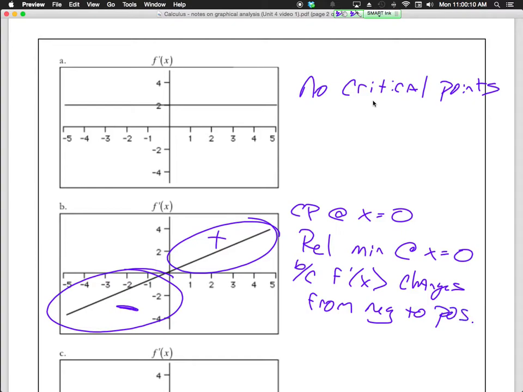You don't put "because f of x just increases or decreases." Remember, I can't use f of x to talk about f of x. So we're looking at f of x and f prime of x and describing f of x. I'm looking at f prime of x to talk about f of x. Okay? So I have a critical point at x equals 0 because f prime of x equals 0 there, and it's a relative minimum because f prime of x changes from negative to positive.